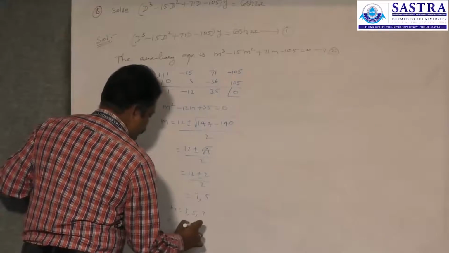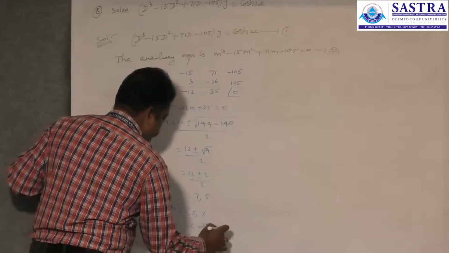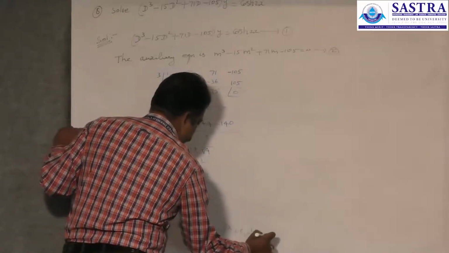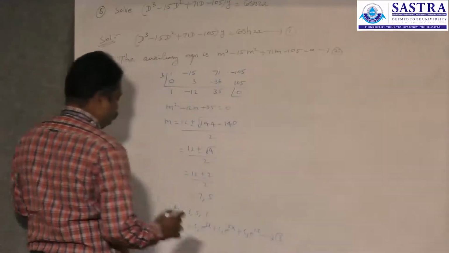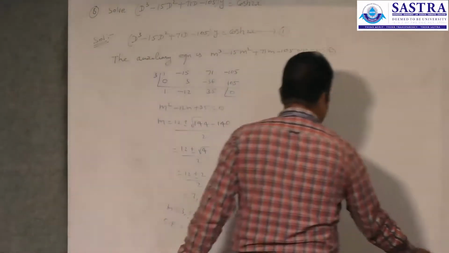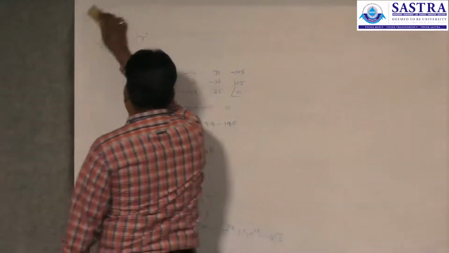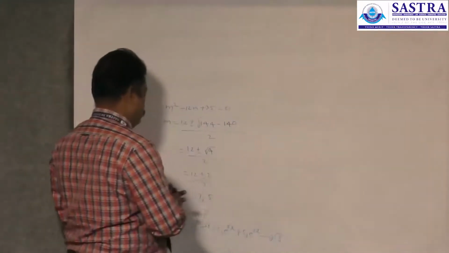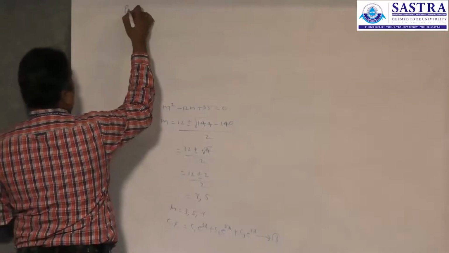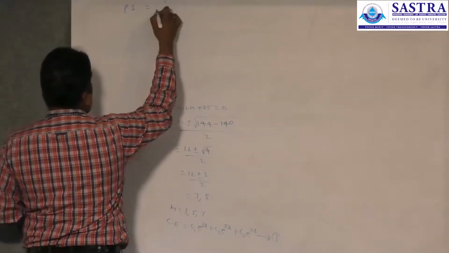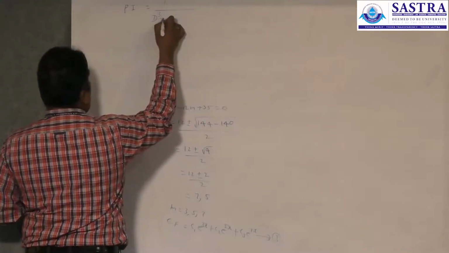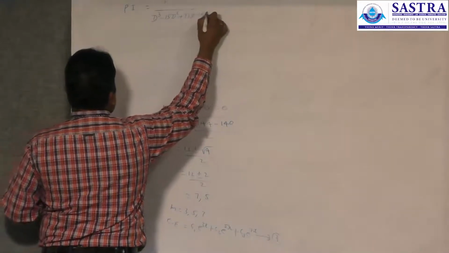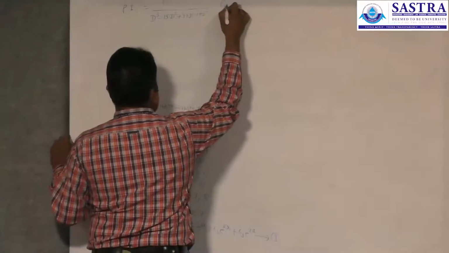Complementary function is c1 e to the power 3x plus c2 e to the power 5x plus c3 e to the power 7x. Now let us find out particular integral. Now particular integral is equal to 1 divided by d cube minus 15d square plus 71d minus 105 cos h to x.